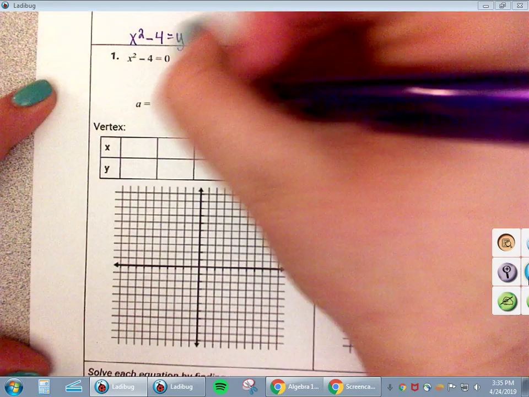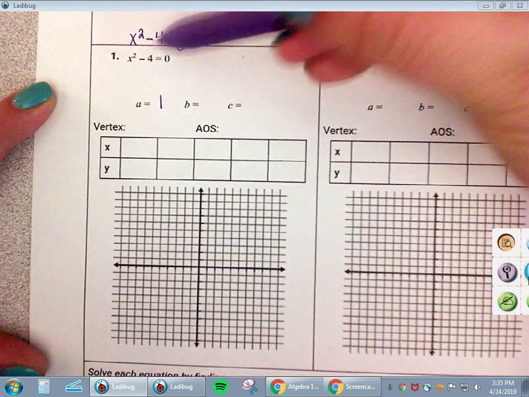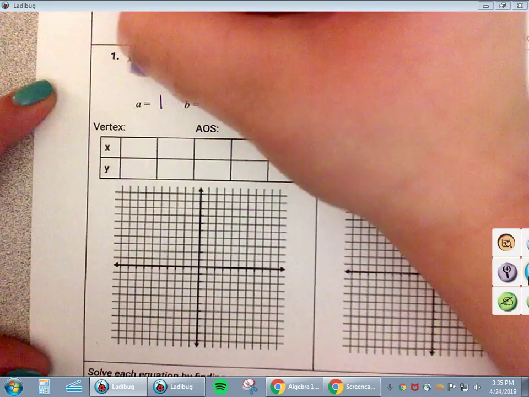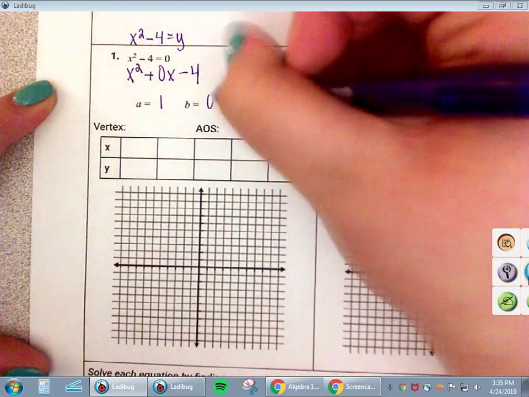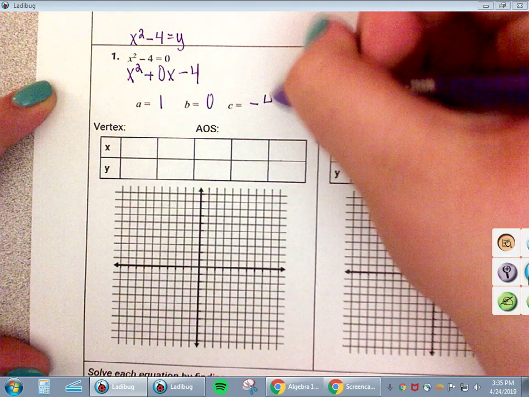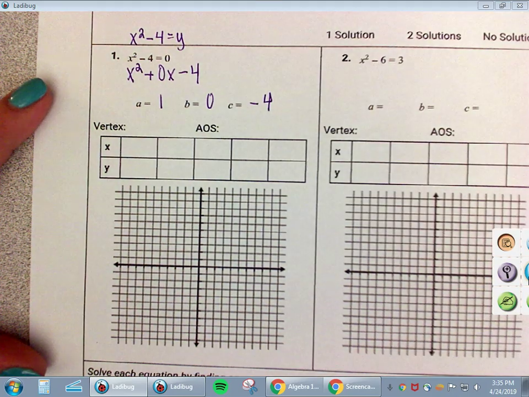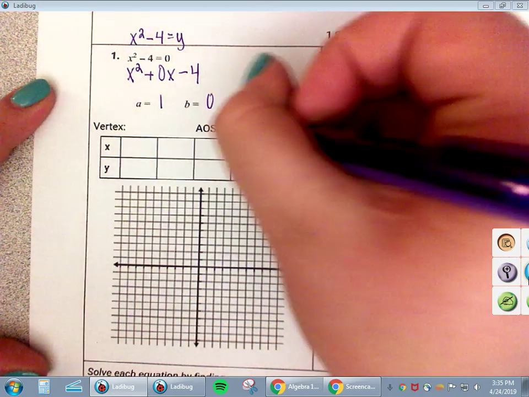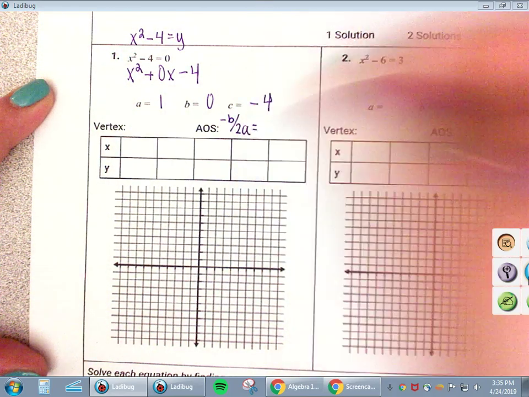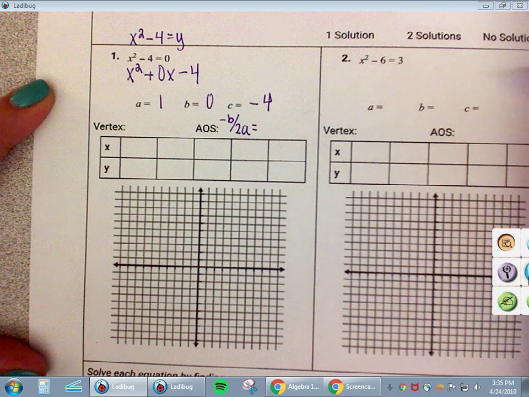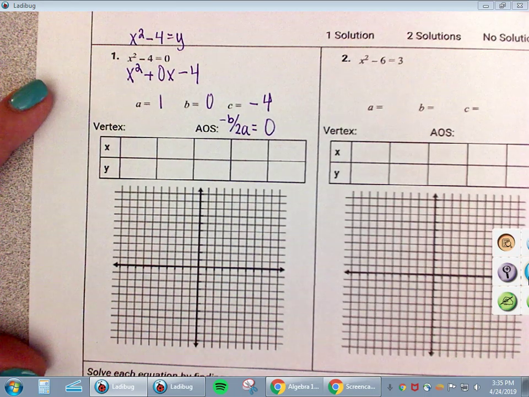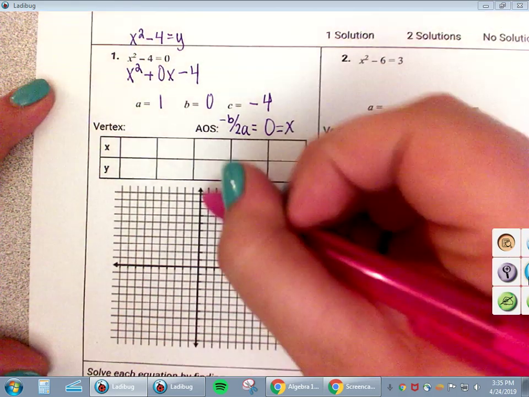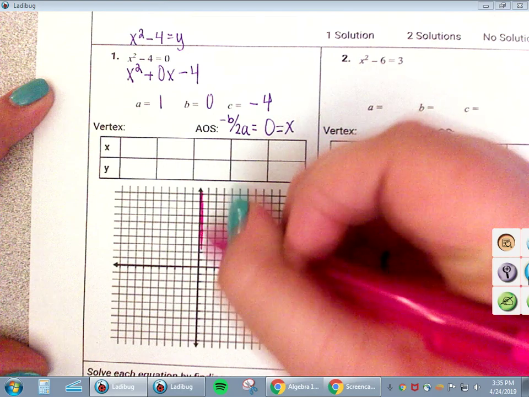We've got our A, our B, our C. So our A is 1. Our B is non-existent. There's no x term there hiding. So there's 0 x's there. So that means B is 0 and C is negative 4. So that makes our axis of symmetry, remember it's negative B over 2A, negative 0 over 2. It doesn't matter. It's 0. So axis of symmetry is at x equals 0. So that's at the axis right here. I'm going to already color that in so that we know where it's at.